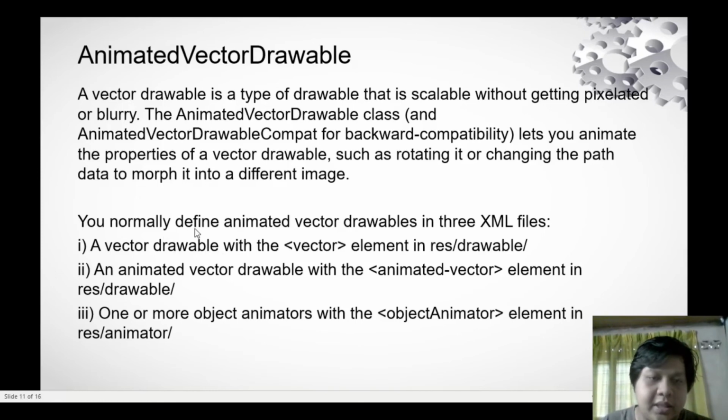You will normally define animated vector drawables in three XML files. The first one is a vector drawable with the vector element in the res/drawable path. The second one is an animated vector drawable with the animated-vector element in the res/drawable path. And the last one is one or more object animators with the objectAnimator element in the res/animator path.